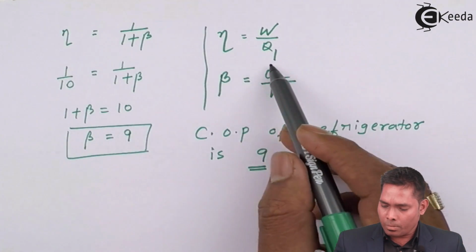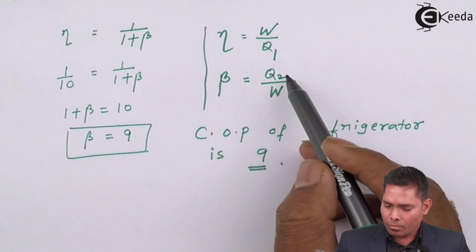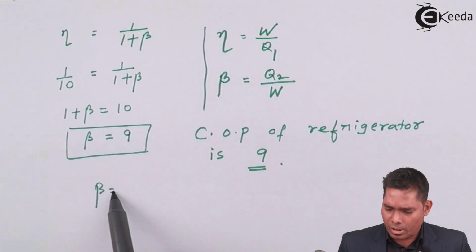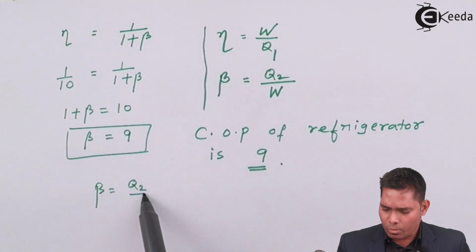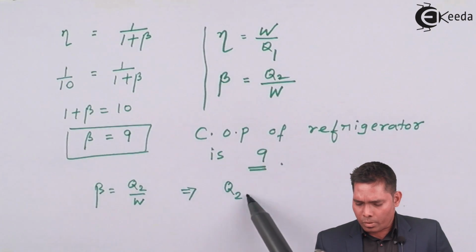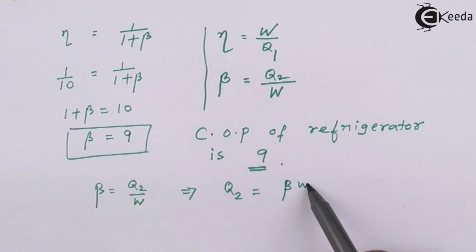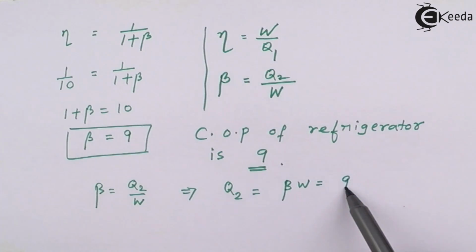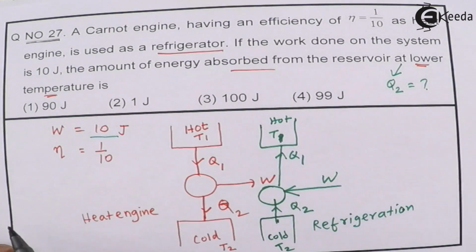I can use this formula to find Q2. Beta is Q2 over W. So from here Q2 will become beta into W. Beta I am getting 9 and W I am getting 10, which is given.